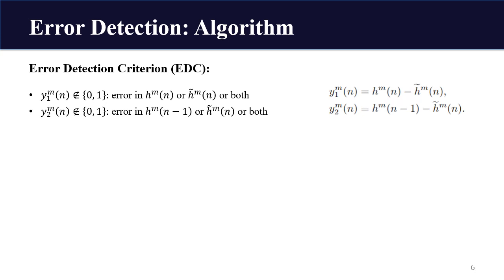Clearly, this criterion relies on the relationship of the buffer occupancy data. When it reports an error, it's certain that an error has actually occurred among the data entries flagged by the EDC. However, this criterion cannot identify the exact data entry that has error. Therefore, if YM1N belongs to this set, then both HMN and HMN tilde are flagged as potential error data entries.